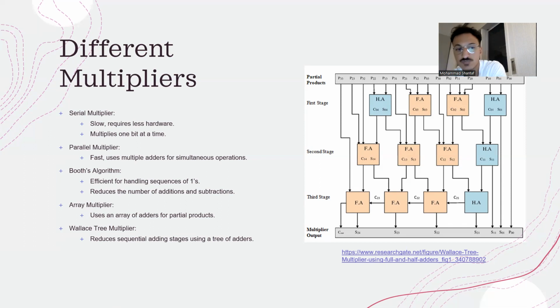As for a serial multiplier, it multiplies one bit at a time. A parallel multiplier uses multiple adders for simultaneous operations. A Booth multiplier reduces the number of subtractions and additions, and the array multiplier uses an array of adders for partial products.